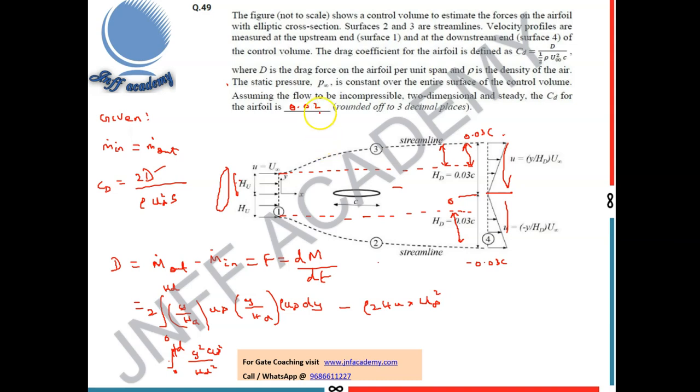Okay, so CD is equal to 0.02. It's a very lengthy question. See, I have explained and solved, hence it has taken this much time. If you know this already, you can solve very quickly. Okay.